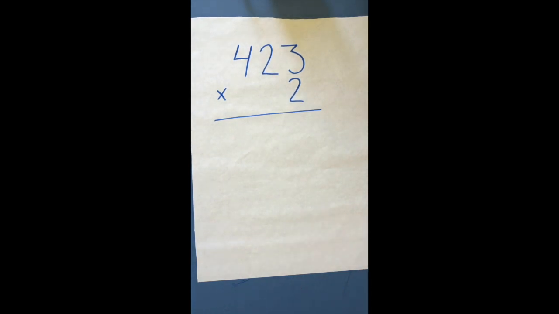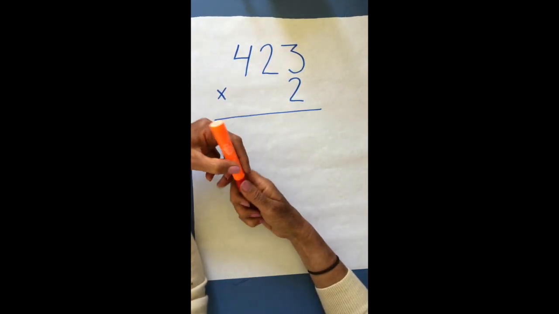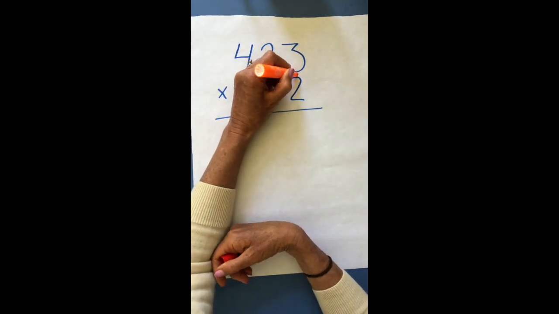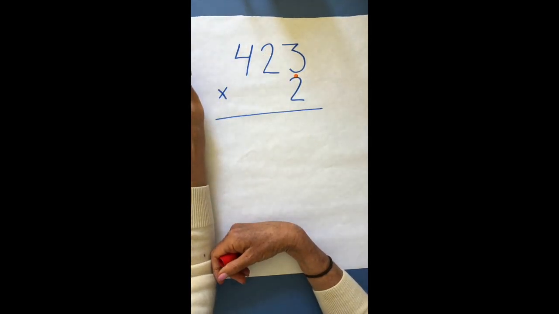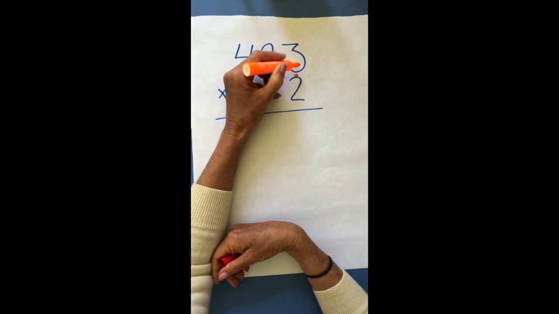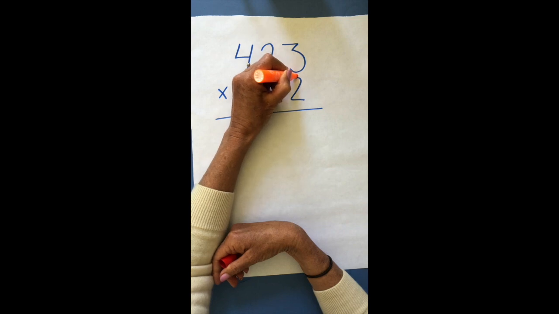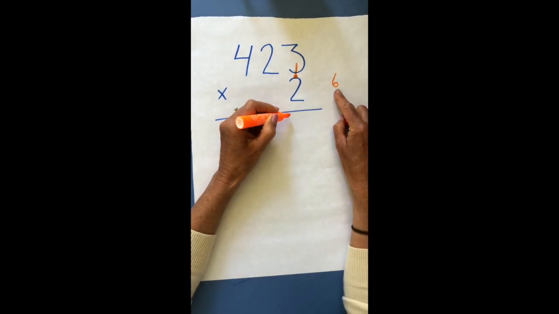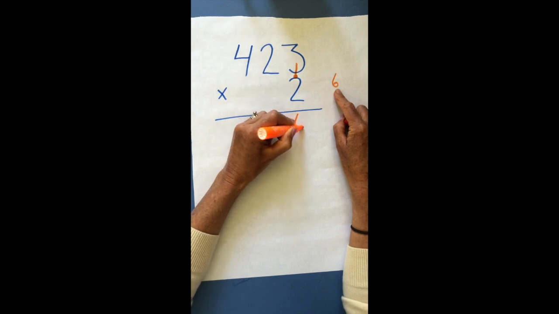Okay, this is 423 times 2. So what I first do is with the lower number, I just put a dot. And now what I'm going to do is multiply, but I'm always going to go to the ones place first. So I say 2 times 3 is 6. This is only 1 digit, so I'm going to bring it down.